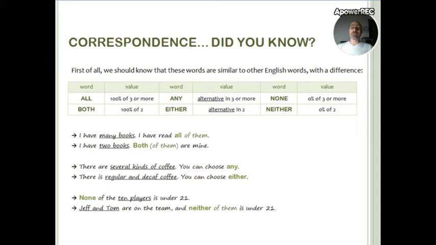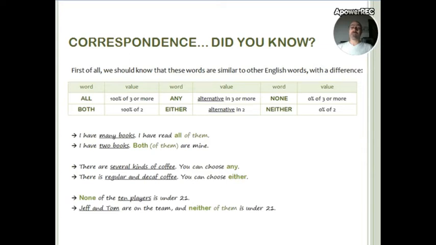Let's see it in some simple examples. I have many books. I have read all of them, all of my many books. I have 2 books. Both of them are mine. Both books are mine. There are several kinds of coffee. You can choose any one kind of the many kinds there are. There is regular and decaf coffee. You can choose either regular or decaf.